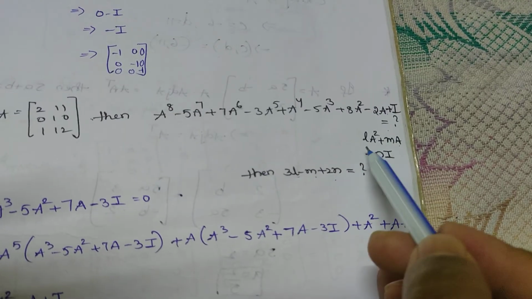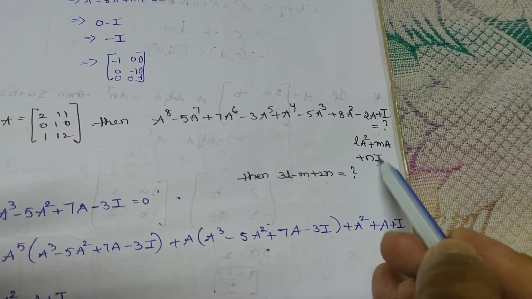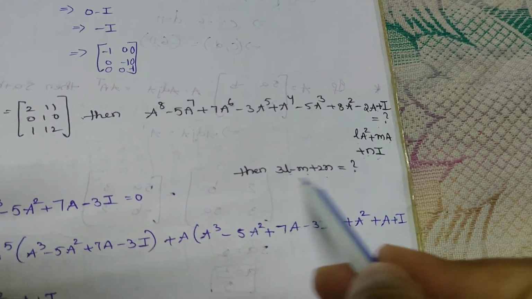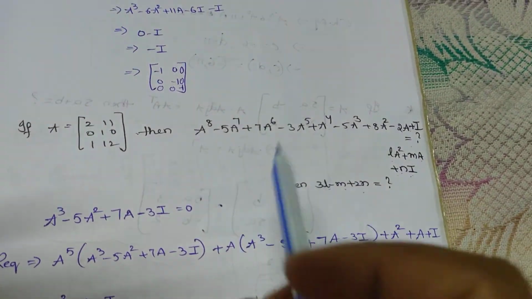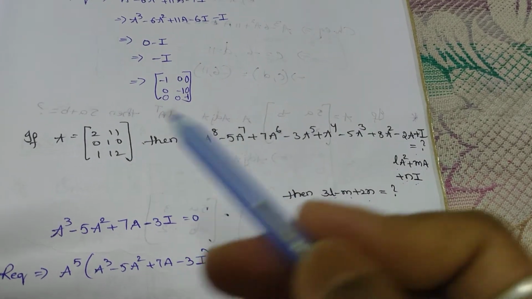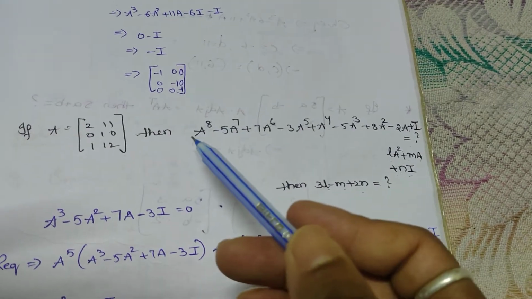So that means if this expression is equal to LA square plus MA plus NI, then we have to consider the values of L, M, N from this one. So we substitute here the required value. Now, whenever they give it like this, don't go for A power 8. A power 8 means A into A into A, up to 8 times. It is very lengthy to do.